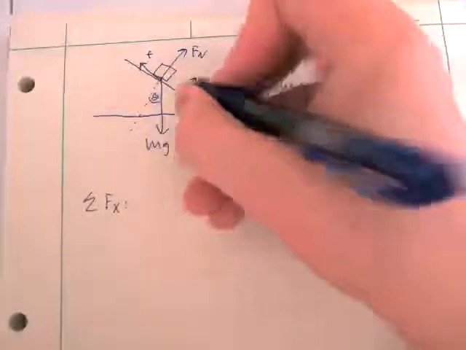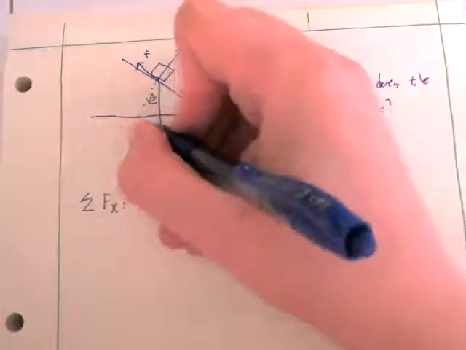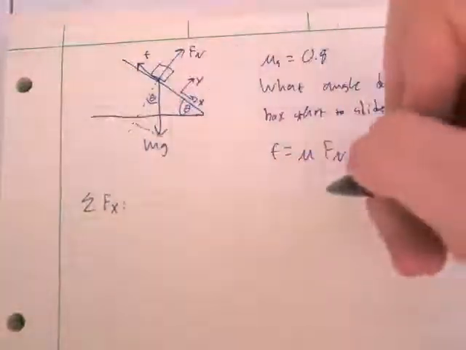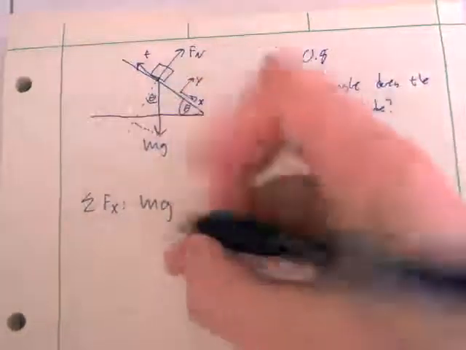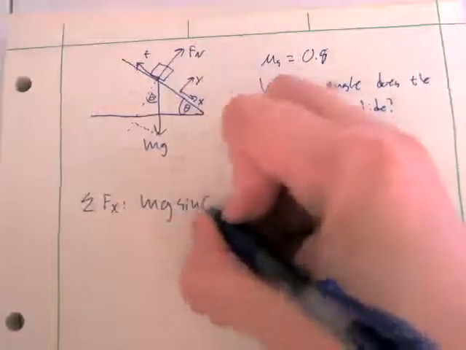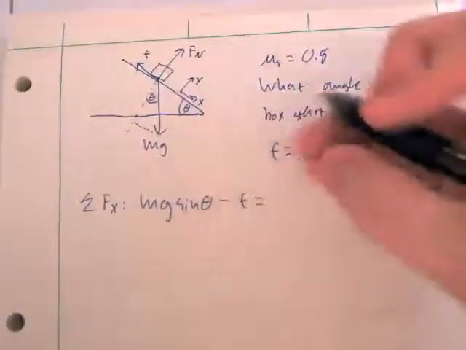So in the x direction then, what do we have? We have gravity pulling in the positive x direction. Which component of gravity? It's got to be this right here. This is opposite that angle. So we would have mg times the sine of theta minus the force of friction equals what?